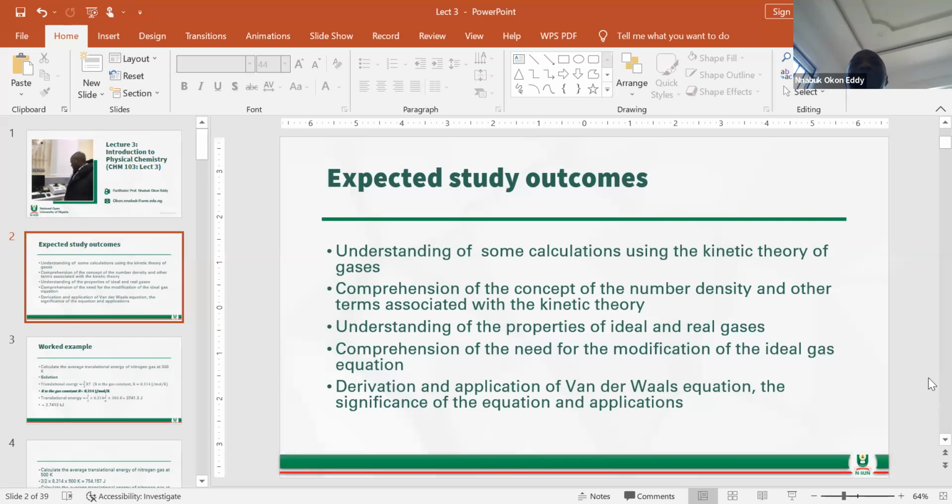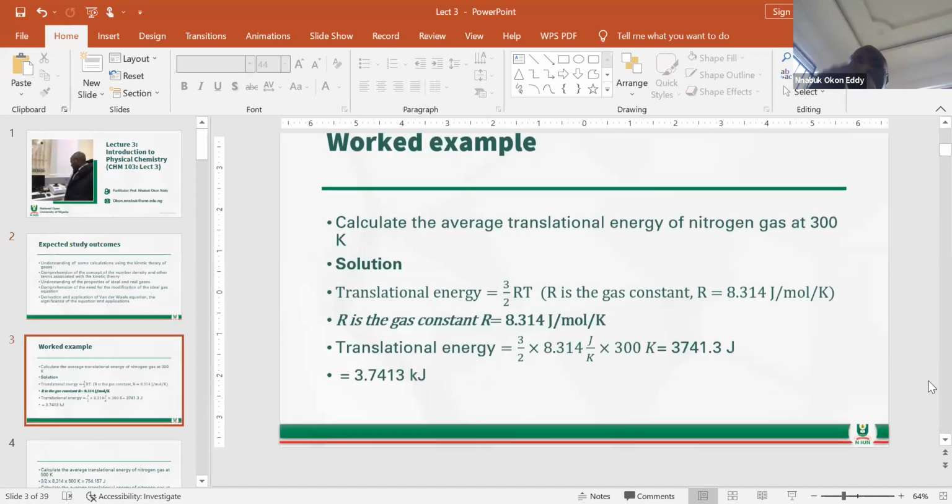So for us to be able to have an actual equation for real gases, we modify the equation for the ideal gases. So we have to comprehend the need for the modification of the ideal gas equation. That's what we will look at, the modification, and one of the simplest and most common modifications is the van der Waals equation, and that is called the equation of state. So we will look at this outline in the next 1 hour.